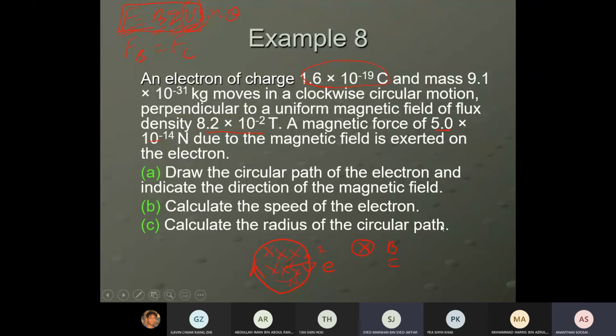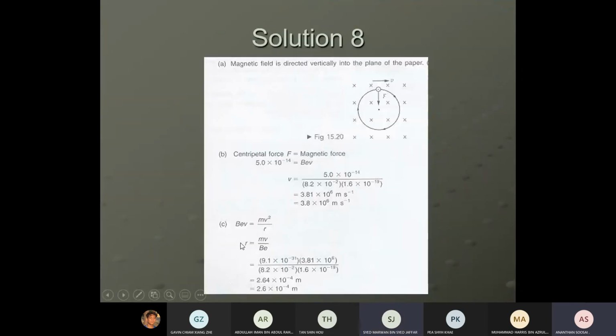Then calculate the radius of the circle. This is what we are discussing mainly, right? The magnetic force BQV equals mv squared over r. So we can work out the radius. Mass, you know, mass of the electron; speed, you know, just now. Magnetic field strength given, charge given, so you can work out the radius.